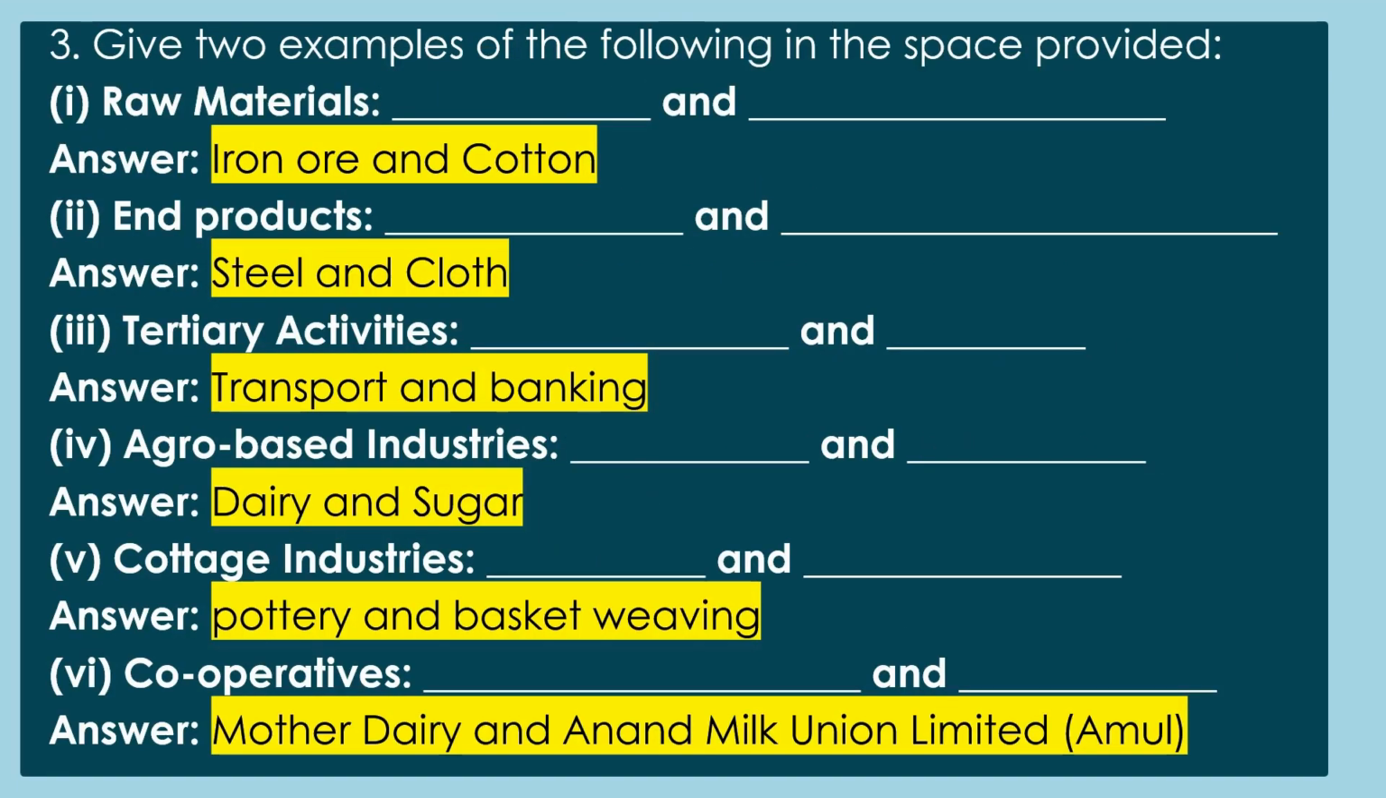Question number 3. Give 2 examples of the following in the space provided. First one, raw materials. The answer is iron ore and cotton. End products, steel and cloth. Tertiary activities, transport and banking. Agro-based industries, this is dairy and sugar. Cottage industries, this is pottery and basket weaving. Cooperatives, Mother Dairy and Anand Milk Union Limited or Amul.